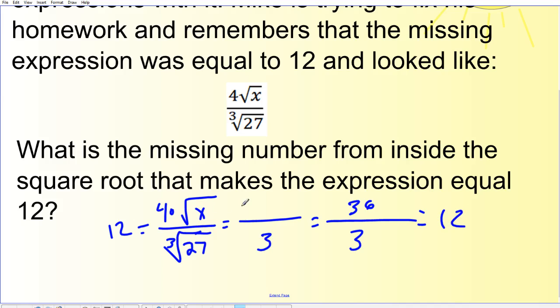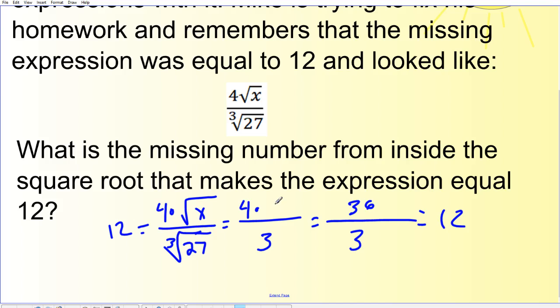All right, so 4 times what equals 36? I'm kind of working backwards a little bit. I'm trying to narrow down my choices for this x, so I don't just have to start randomly guessing. Okay, I'm trying to do some problem solving here. So 4 times what is 36?